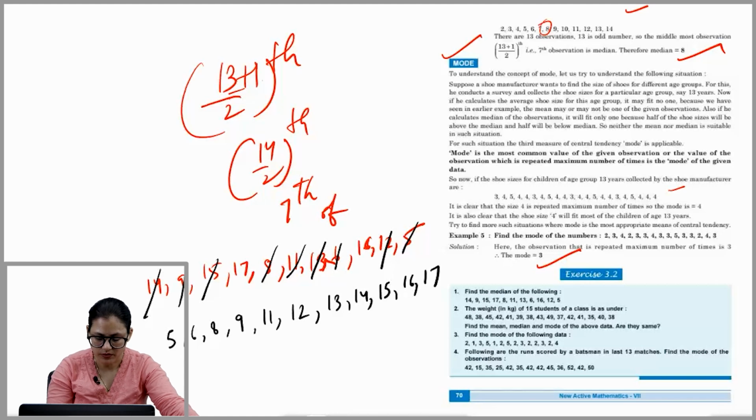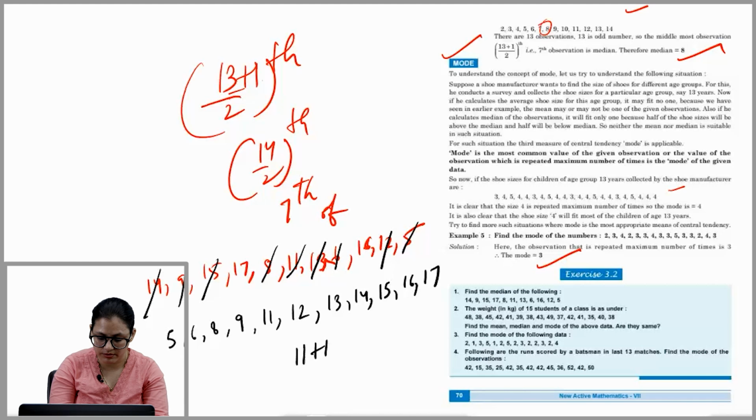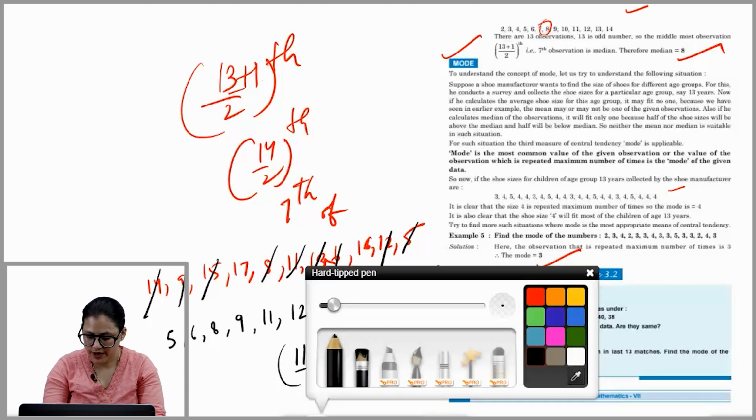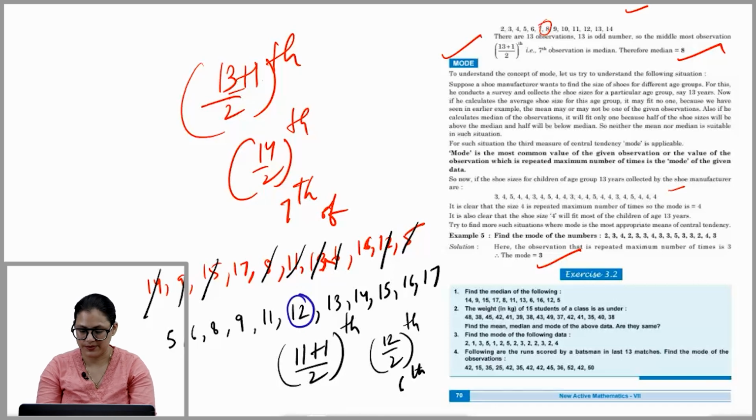Okay, now count them up. 1, 2, 3, 4, 5, 6, 7, 8, 9, 10, 11. 11 is an odd number. So what is the formula? (11 plus 1) by 2-th term. 11 plus 1 is 12, and 12 by 2 is the 6th term. Now find out which is the 6th term. 1, 2, 3, 4, 5, 6. So this is the median, right?